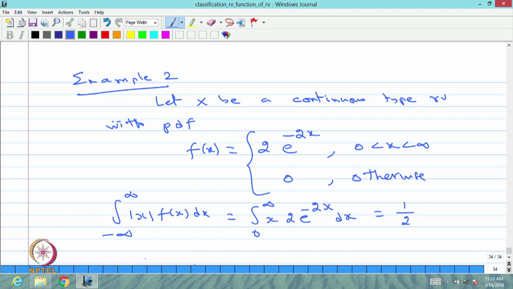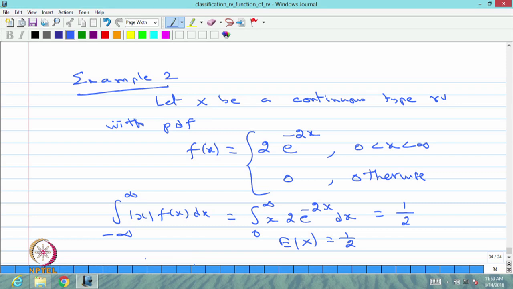So since this is going to be a finite quantity, we can conclude that the expectation of x is going to be 1 by 2, because f of x is greater than 0 between 0 and infinity. Therefore in the absolute sense the answer is finite, and that is the same as without the absolute value also. The expectation of x is the integral from 0 to infinity of x times f of x dx, which is 1 by 2. So in this case the expectation exists for this continuous type random variable.